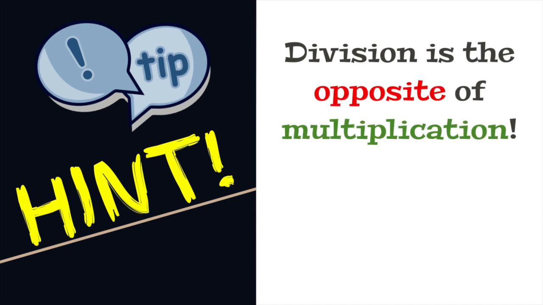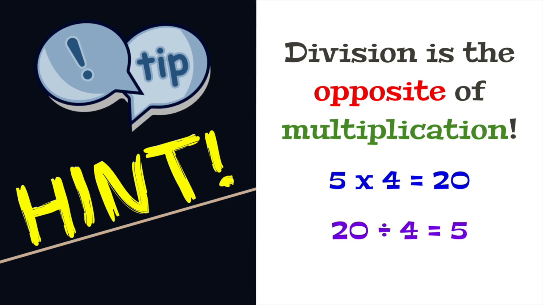First, division is the opposite of multiplication. For example, I know that 5 times 4 equals 20, but if you read that backward, 20 divided by 4 equals 5.